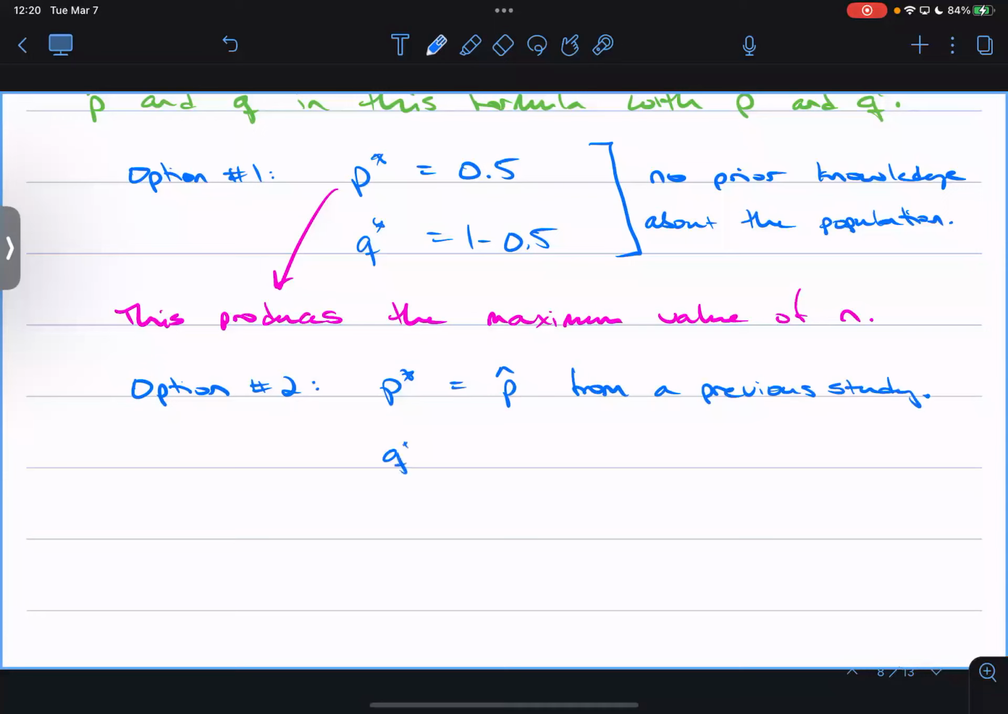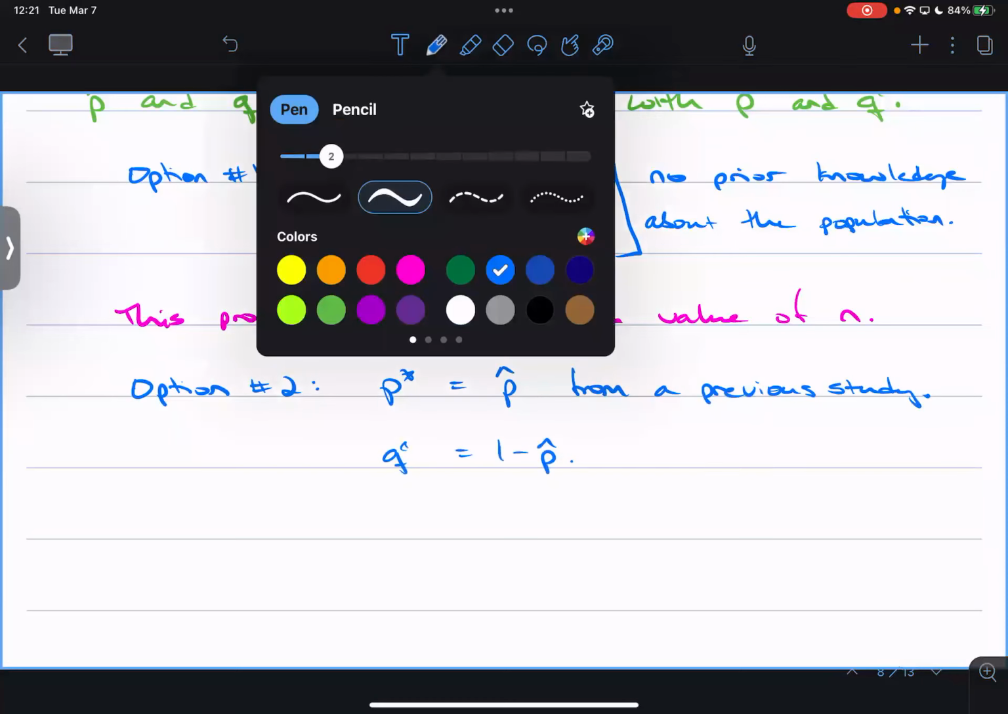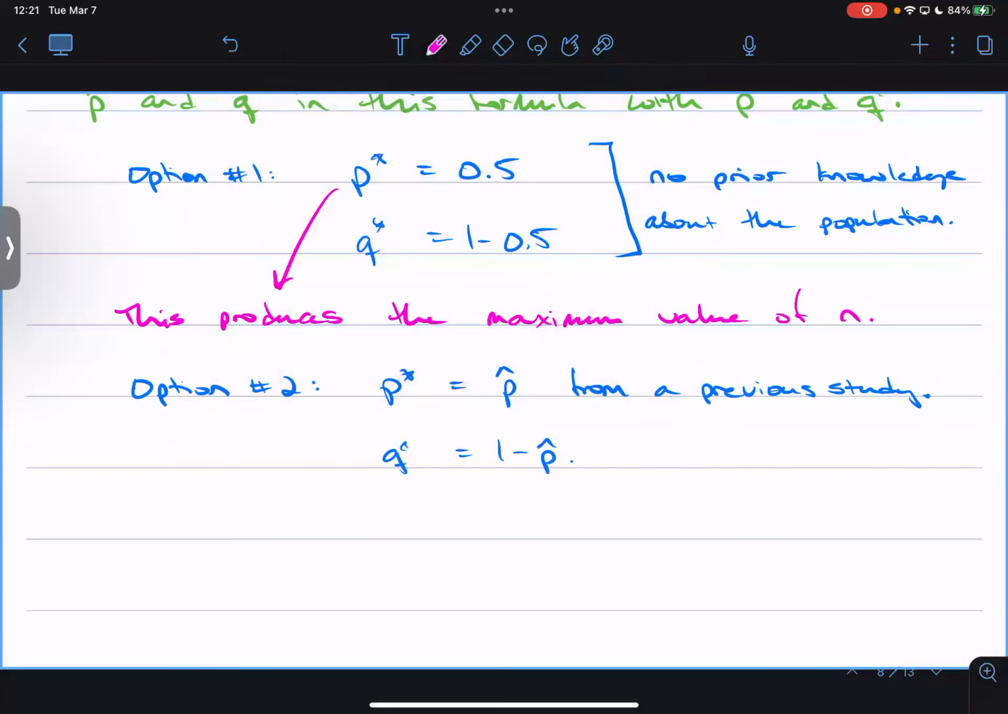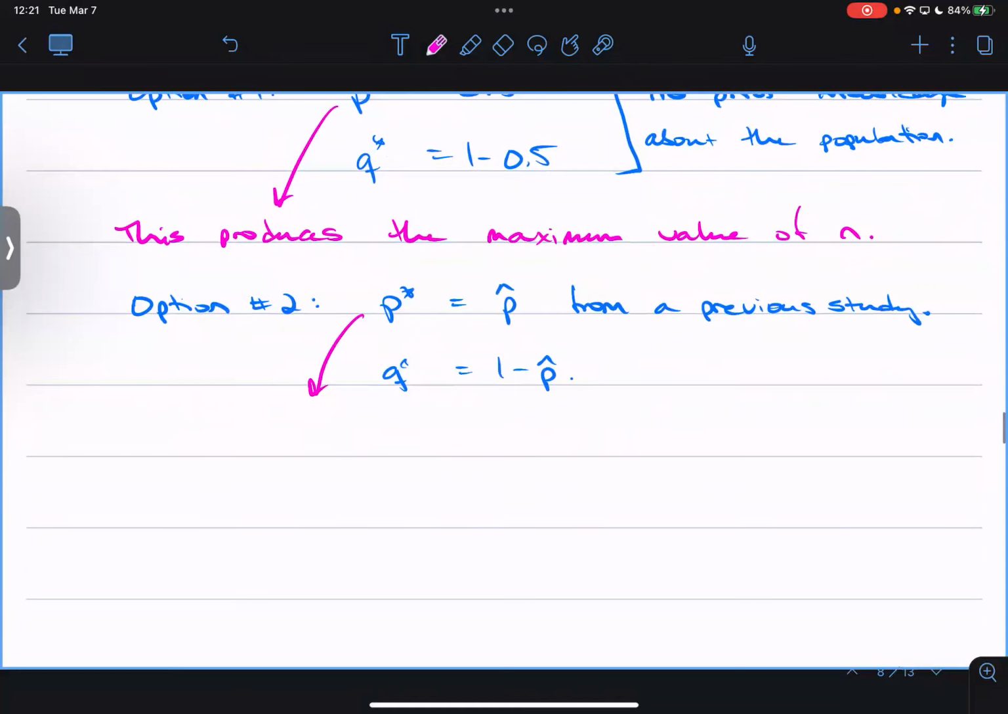Which means that q star is, of course, 1 minus p hat. This will produce a slightly smaller value for n. This produces a smaller value of n, which is cheaper, which would be the reason to do it.